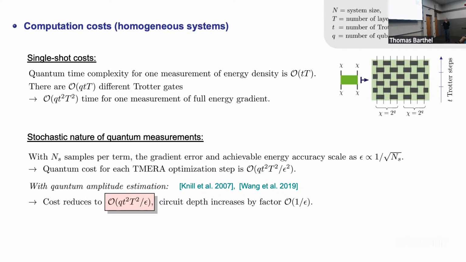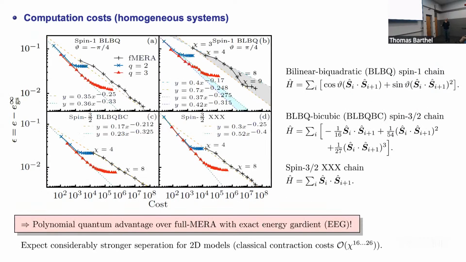Okay, but for now we use this scaling expression for the quantum cost to compare to the classical algorithms. And here are some examples for different SU(2) symmetric spin chains. Right, so we have, for example, this spin one, the most general SU(2) symmetric spin one chain with nearest neighbor interactions.